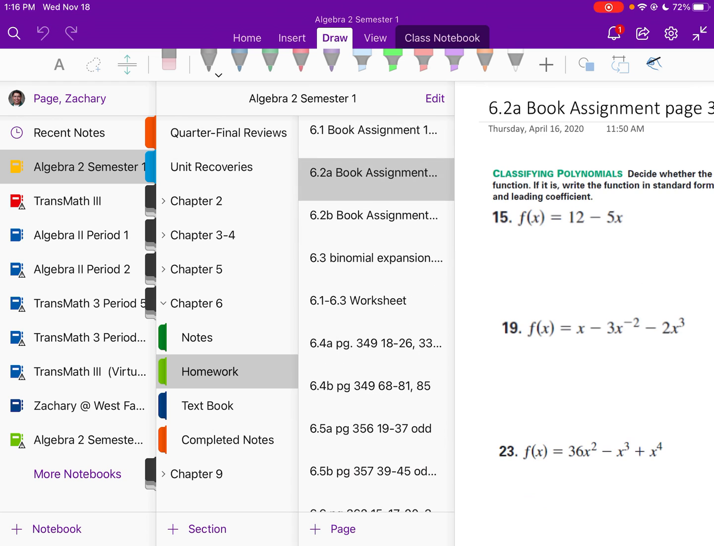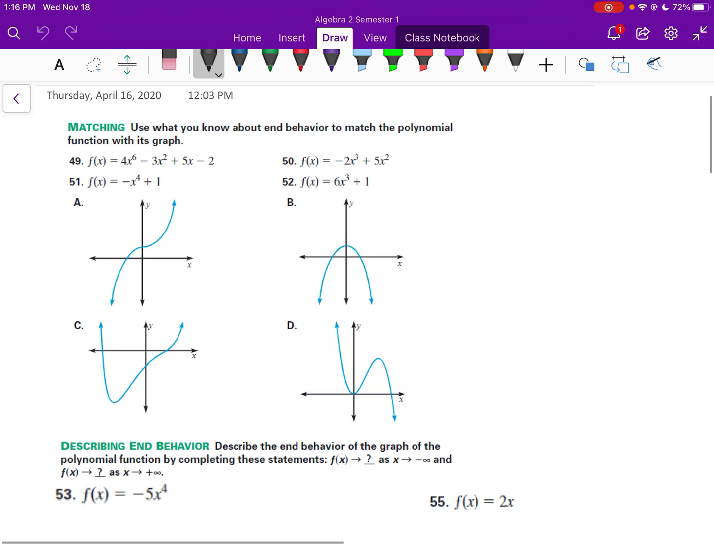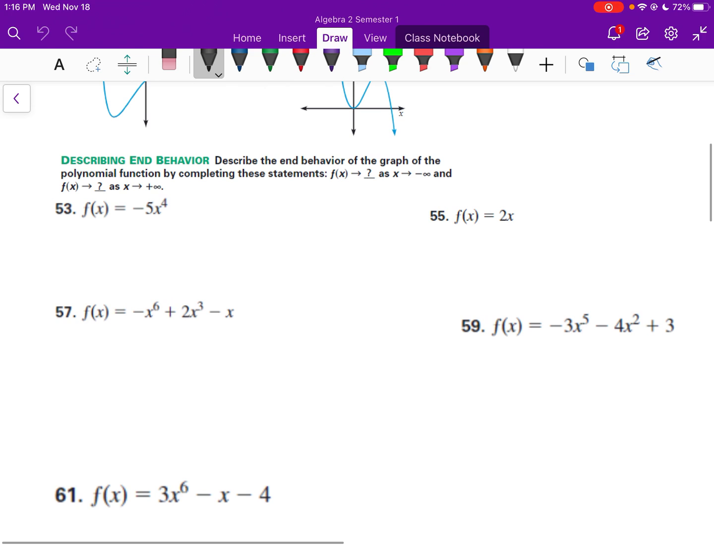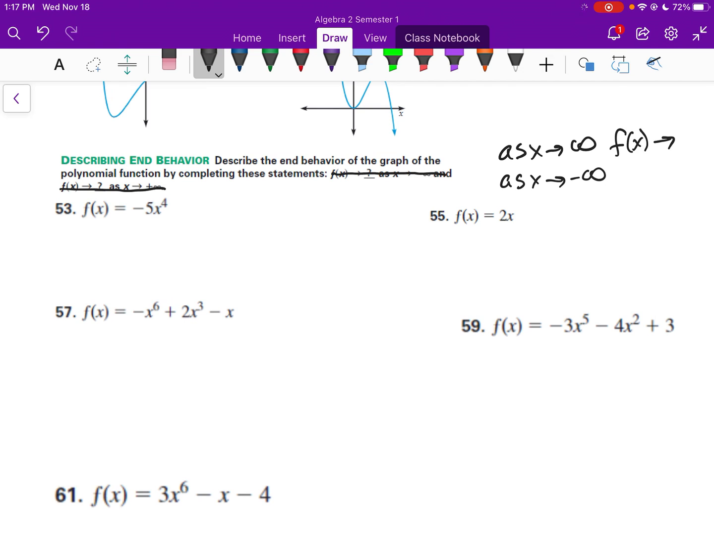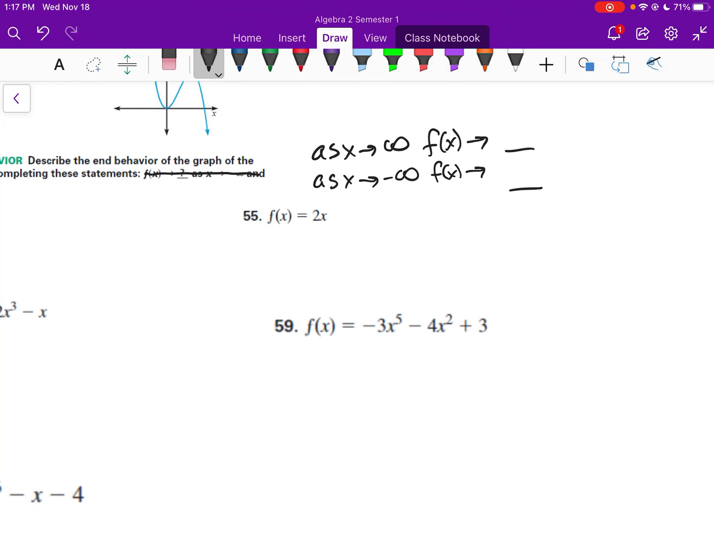As for homework, 6.2b assignment: use what you know about end behavior to match the polynomial functions with the graph, and then end behavior. Do not worry about this. When you are writing those, it's as x approaches infinity, f of x is approaching something. As x approaches negative infinity, f of x is approaching something. You will have to write that every single time. This part will not be given to you, so make sure you get that part memorized. A better way to do that is just to have a good understanding of what it is saying.